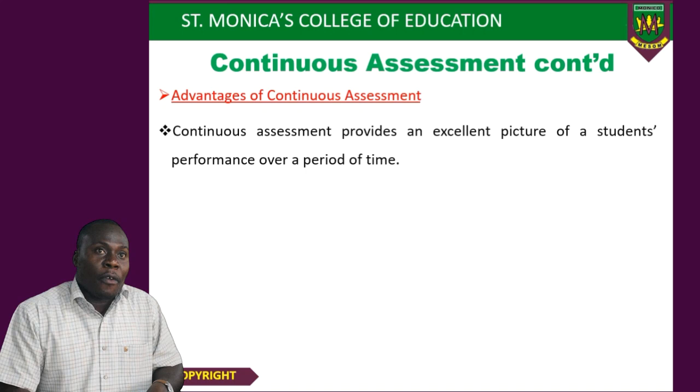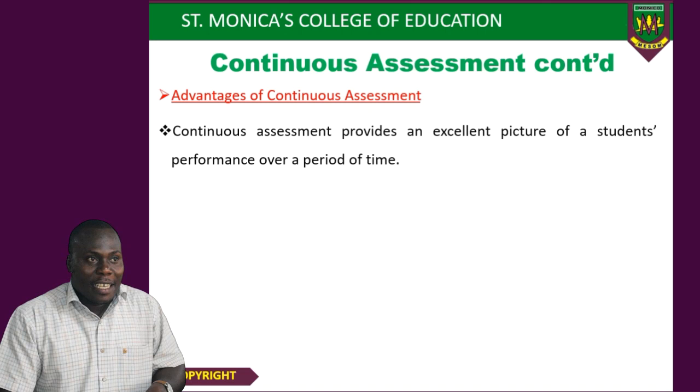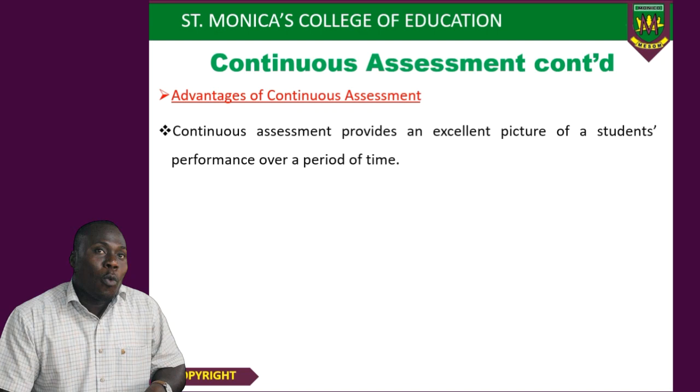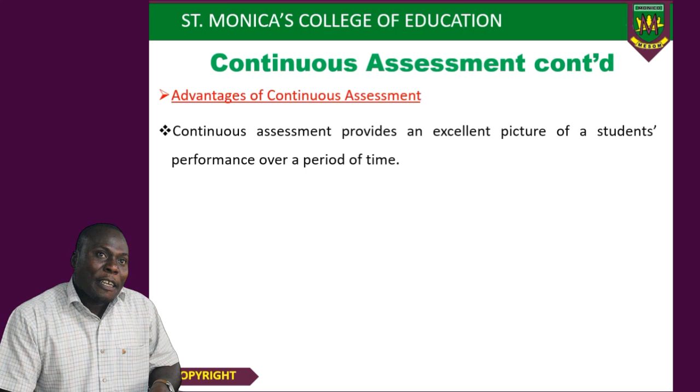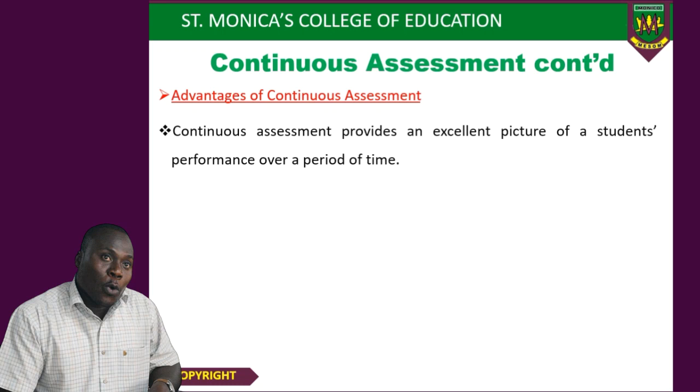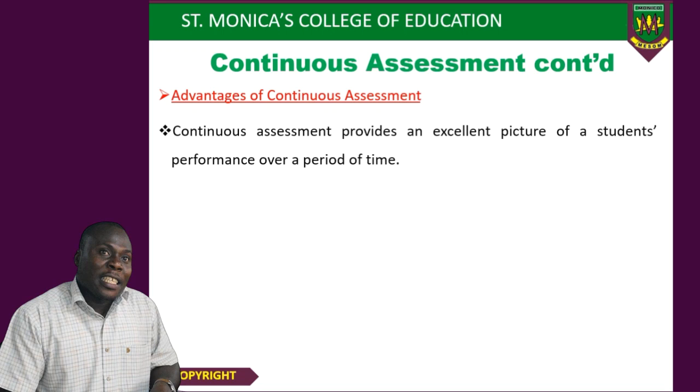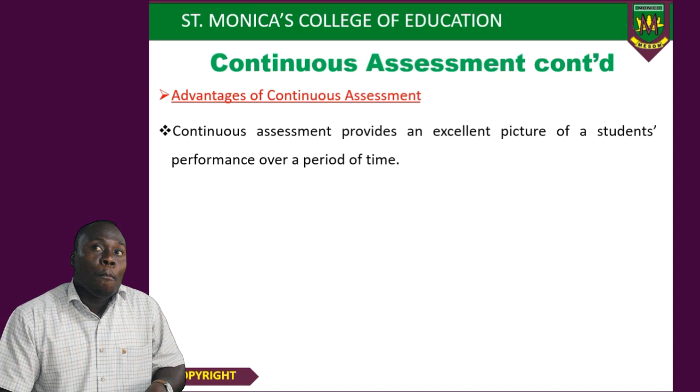So for instance, if we have a PE class and probably we have three activities to perform, the examination for the PE course could center on only one aspect of the three areas, an aspect that a particular child is not good at. But then, if the child had done some aspect in the first area that he's able to do very well, and in the second aspect in which the child seems to be very good, even if the exam is skewed to one side, the child will be able to perform, or his assessment results will be able to take him or her far, because assessment has covered most of the aspects or facets of his or her area. So we say continuous assessment provides an excellent picture of the student's performance.